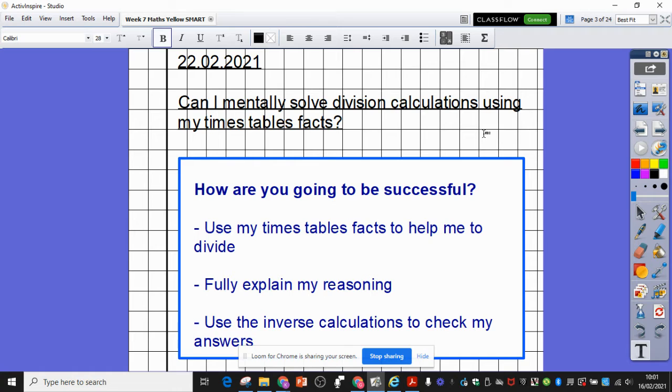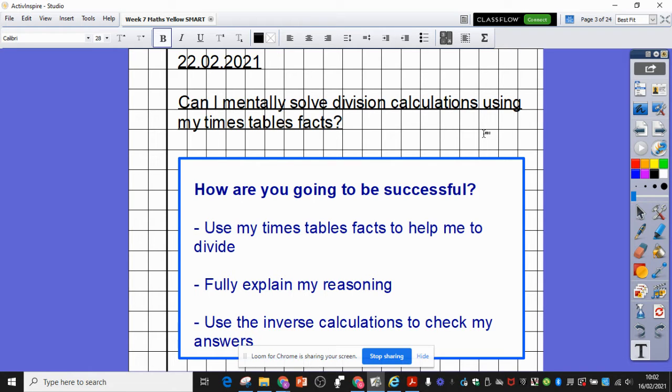Okay, Yellow Group, so by now you will have done your arithmetic warm-up, so you're all ready to start the main part of the lesson. So today is Monday the 22nd of February, and today we are going to be mentally solving division calculations using your times table facts. So times table knowledge here is key and it's going to be very helpful for you.